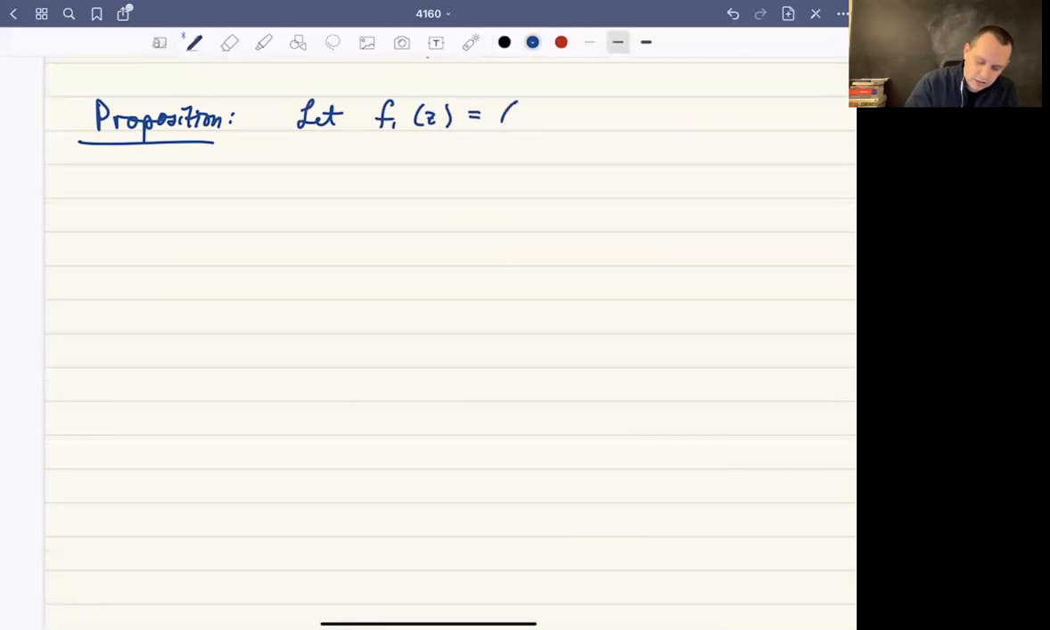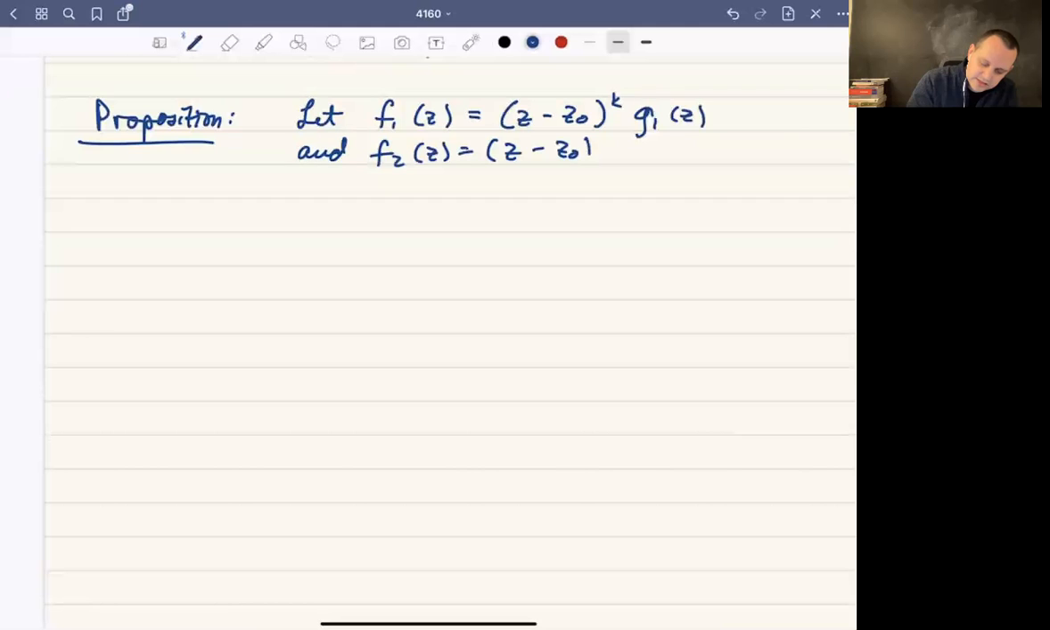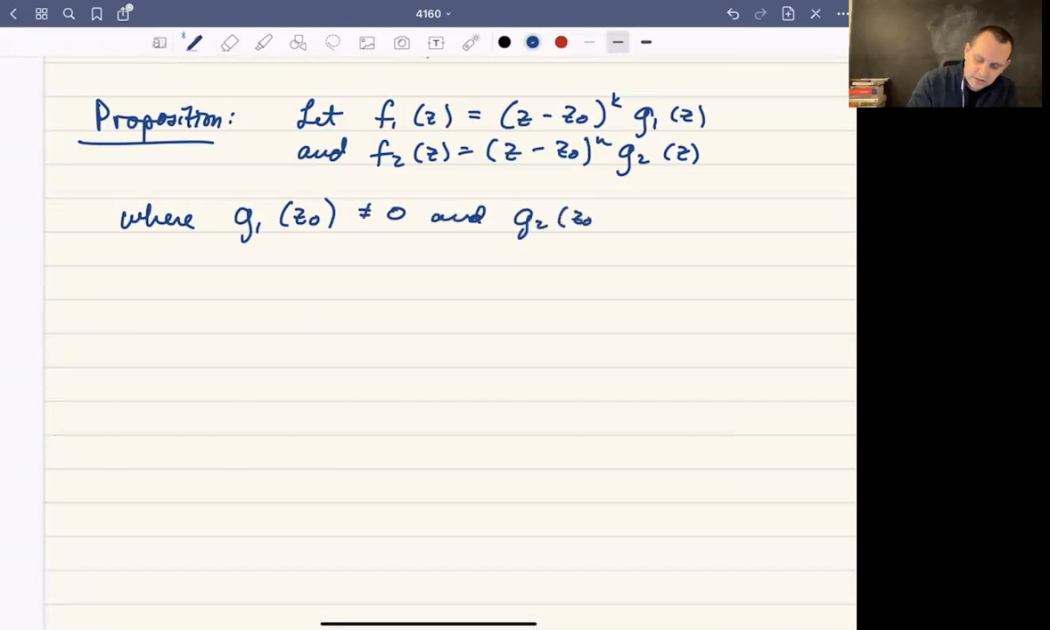But let's let f1 be (z minus z naught) to the k times g1, and f2 is going to be (z minus z naught), so the same z naught, to the n times g2 of z, where g1 of z naught is not equal to 0 and g2 of z naught is not equal to 0. So in other words, suppose that f1 has a 0 at z naught, and it's a 0 of order k, and suppose f2 has a 0 at z naught of order n.